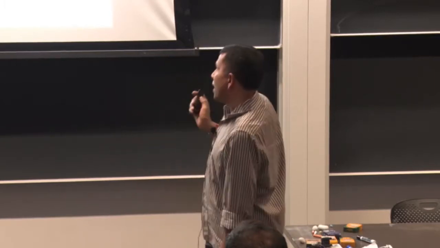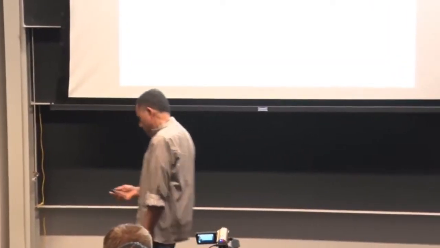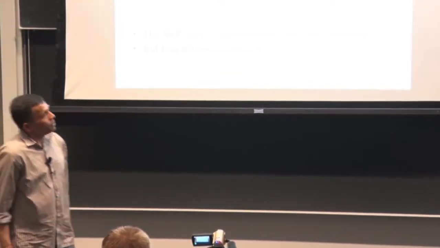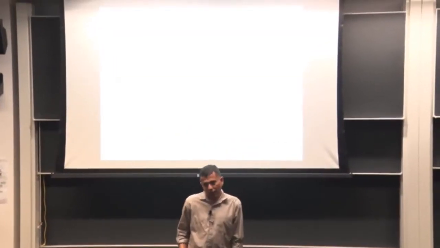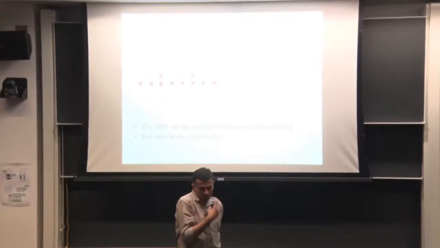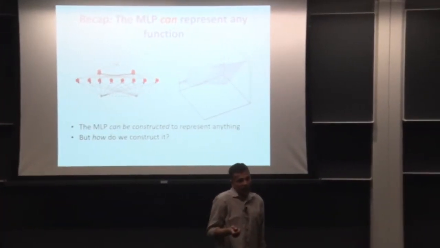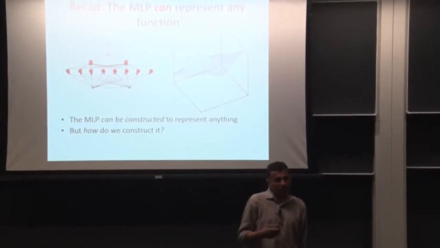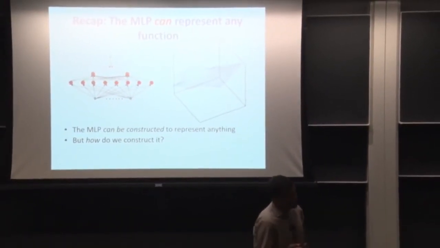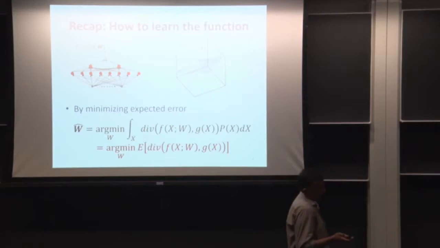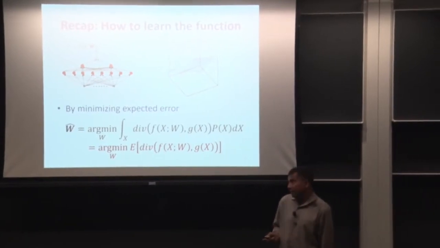So anyway, we're going to continue where we left off, talking about training neural networks. A quick recap. What we've seen so far is that a multi-layer perceptron can represent any function. So we can construct it to represent pretty much any function that we want. It could be Boolean, it could be a real valued function, it could be a classifier.